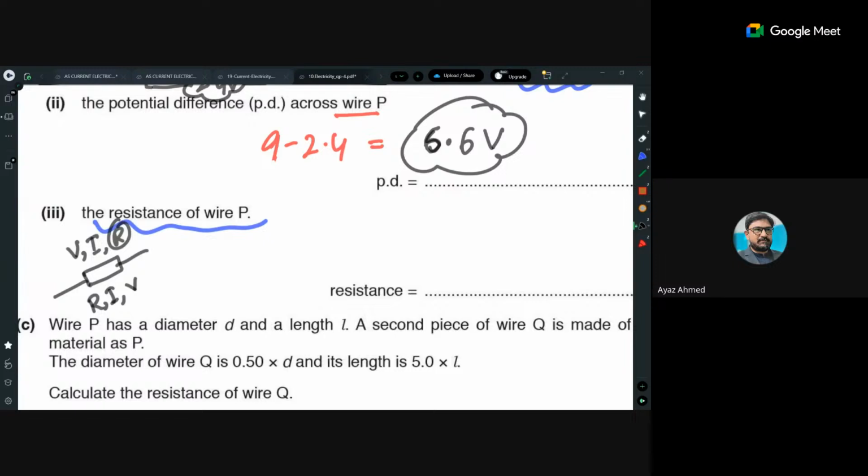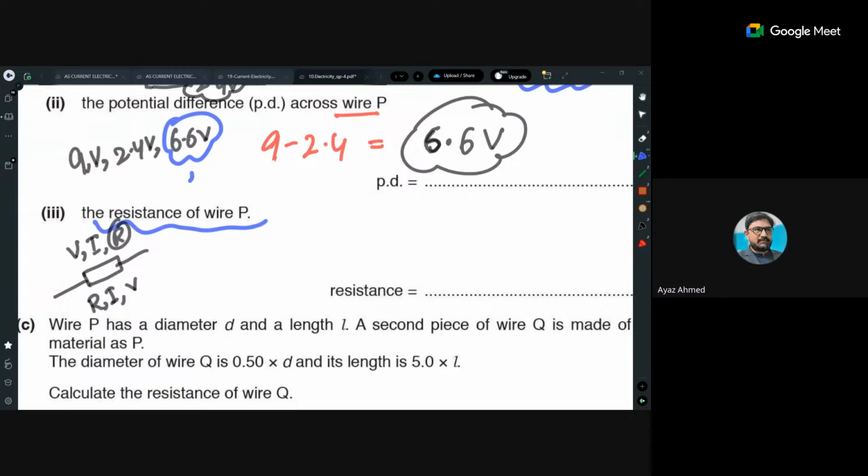But all the values should be of the same component. You cannot use the values of any other component. It is a very simple rule. For every component in electricity, V, I, and R will be used for its own. That's it. So look, how many voltage values do you have? You have three voltage values here: 9 volt, 2.4 volt, and 6.6 volt. But the problem is, across the wire you have 6.6 volts. So this is its V.